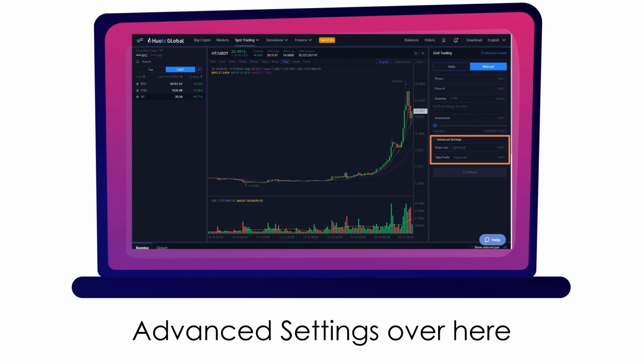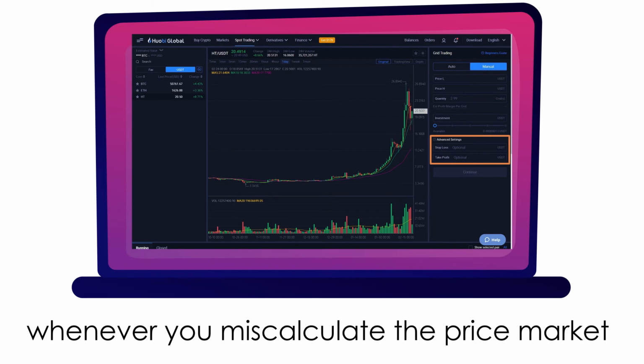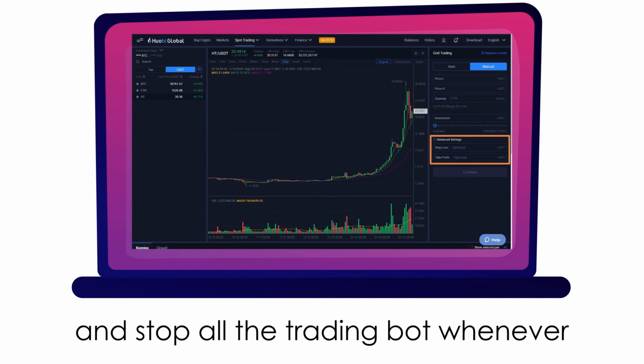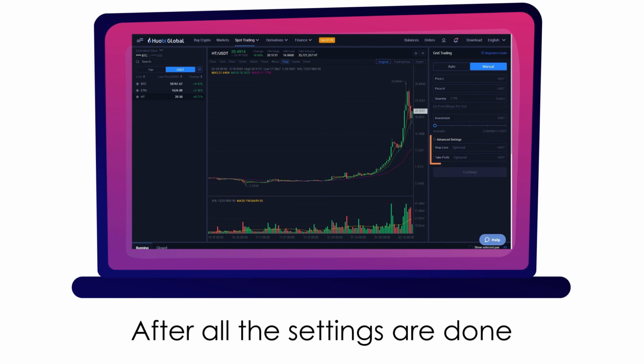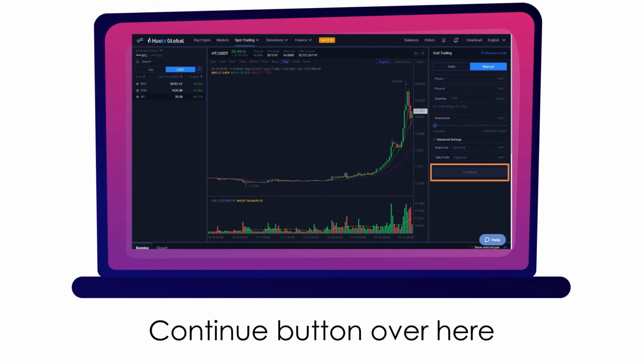advanced settings over here. Stop loss is for cutting your lost assets whenever you miscalculate the market price. Take profit is for taking the profit immediately, and stops the trading bot whenever the price hits a certain number. After all settings are done, you can run the trading bot by clicking the continue button over here.